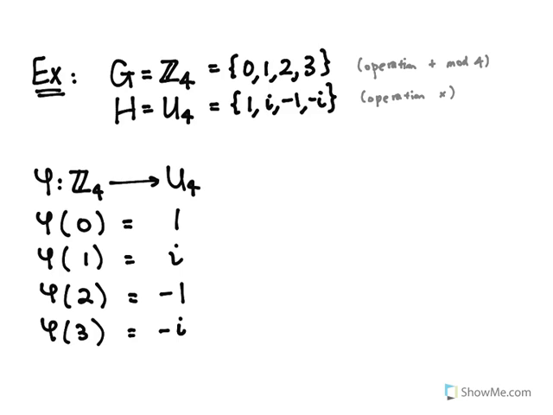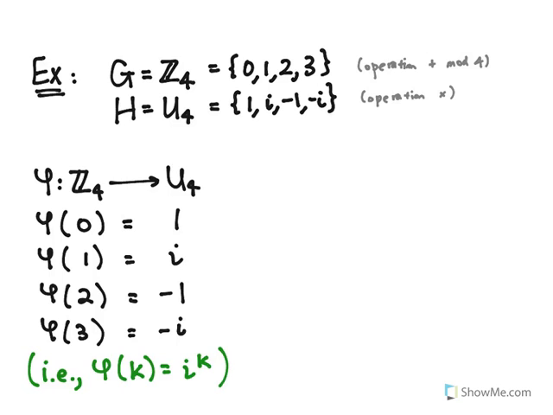So first, let's look at the example that we started this video with, where G is the group Z4 under addition modulo 4, and H is the group U4 under the operation of multiplication. So my function phi from Z4 to U4 is going to be that sort of matchup between the two tables that we thought about on the first slide. Namely, phi is going to send 0 in Z4 to 1 in U4, it's going to send 1 in Z4 to i in U4. 2 in Z4, it sends to -1 in U4. And 3 in Z4, it sends to -i in U4.